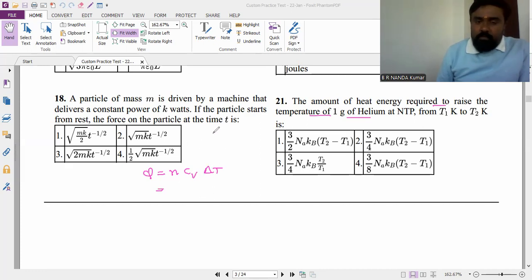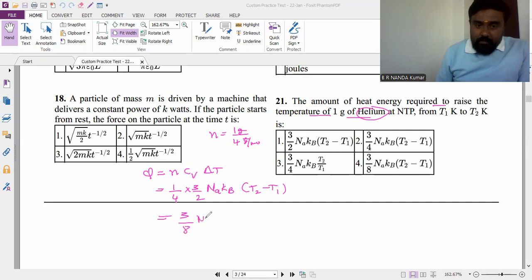So n is the number of moles. The number of moles is the mass of the substance, 1 gram, divided by the molar mass, 4 grams per mole. So grams cancel here, and n is 1 by 4. Cv is 3 by 2 R, since helium is monatomic. R is N_A k_B. And delta T is T2 minus T1. So this is 3 by 8 N_A k_B into T2 minus T1. So the right answer is the fourth option.